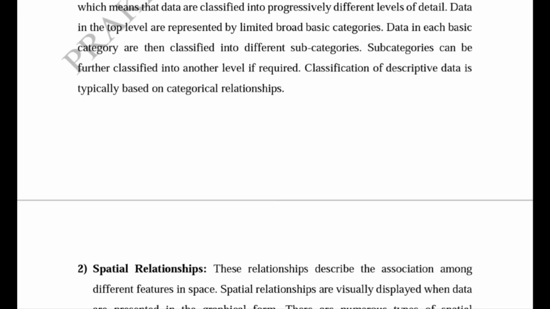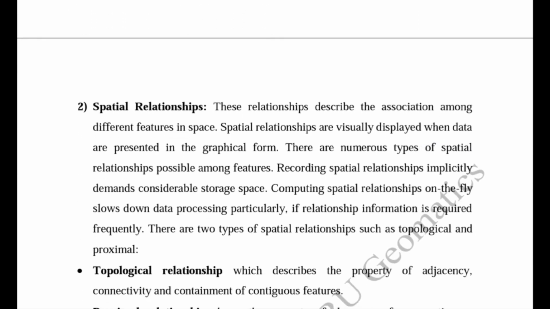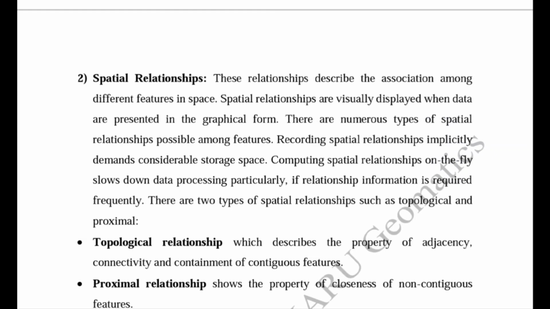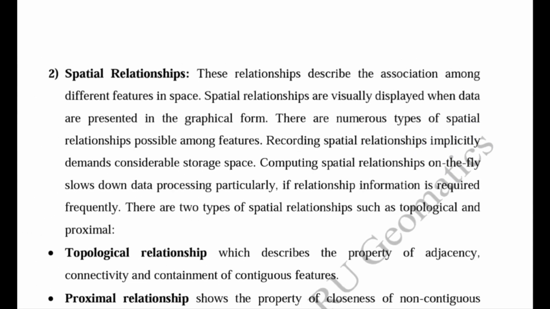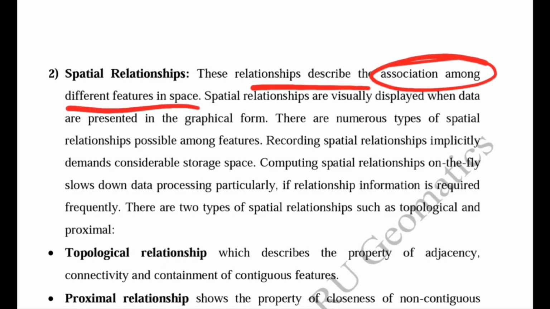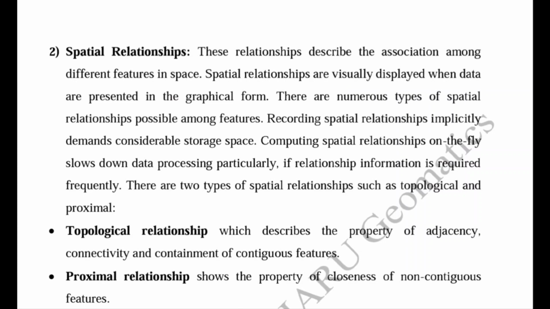Now the second type of relationship perspective is the spatial relationship. As we know, spatial relationship is related with space, means the relationship describes the association among different features in space or their coordinate relationship. So spatial relationships are visually displayed when the data are presented in graphical form. So for finding the spatial relationship between the features, they are mainly represented in graphical form.